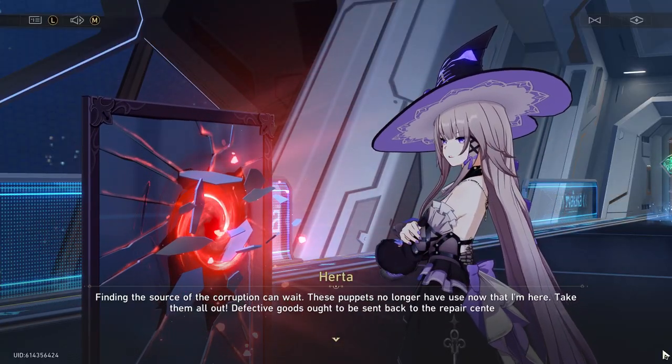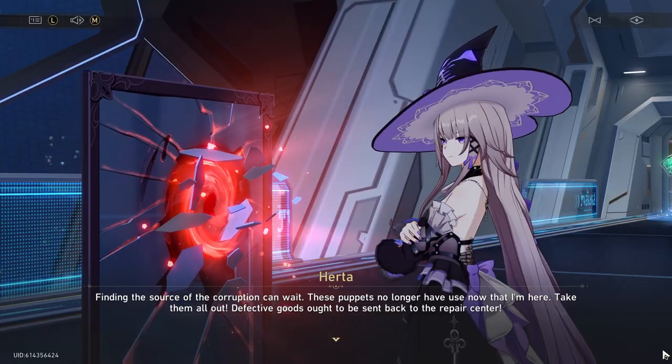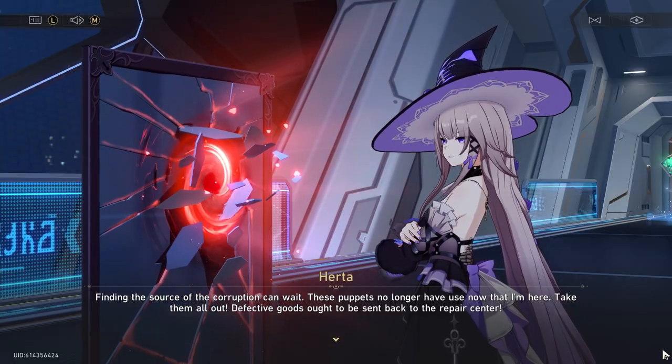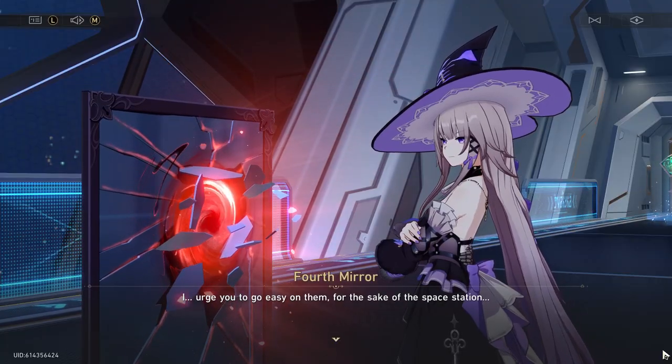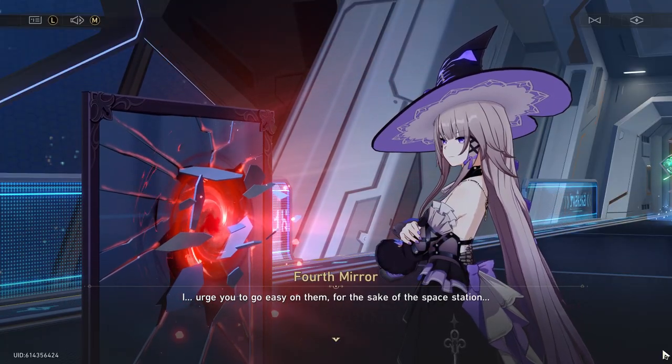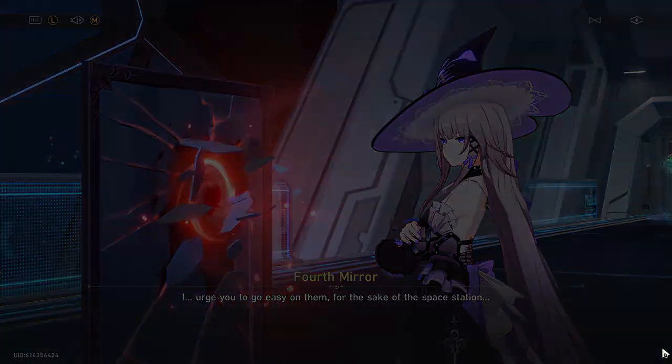These puppets no longer have use now that I'm here. Take them all out. Defective goods ought to be sent back to the repair center. I urge you to go easy on them for the sake of the space station.